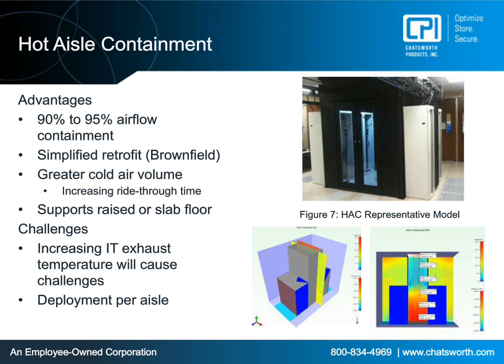So hot aisle containment, here are the advantages. 90 to 95% airflow containment, pretty simple to retrofit in a brownfield situation, and you have the greatest volume of air increasing your ride-through mass. Now, what does that mean? That means that when you contain the air on the backside of the cabinet in a row, you have all the spaces around the cabinet filling up with cool air, giving you a bigger air mass so that if you had a catastrophic failure of HVAC, you can use some of that air mass to ride through the problem. I'll show you the difference on the cold aisle in one slide.